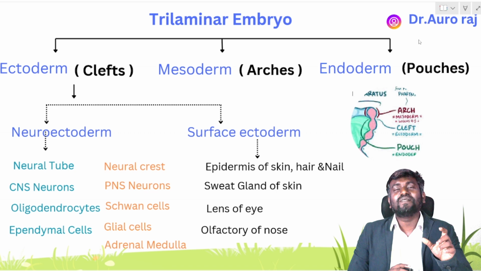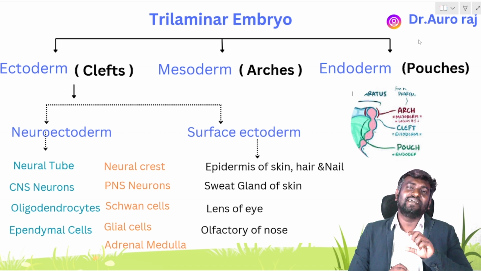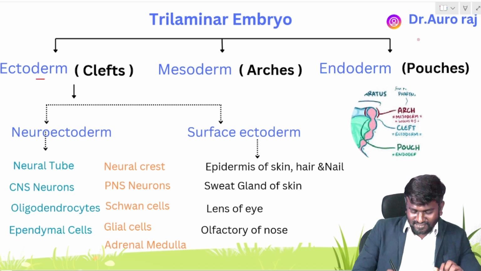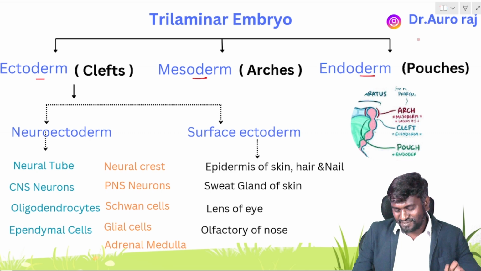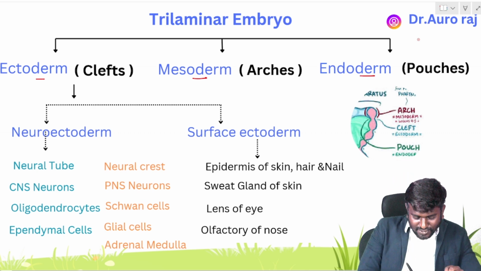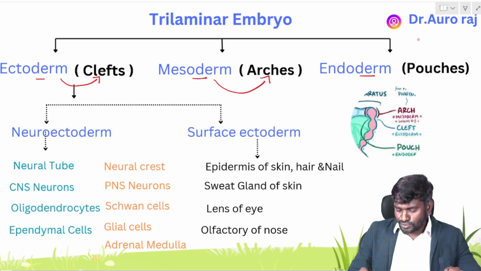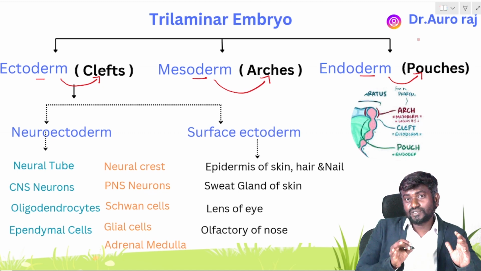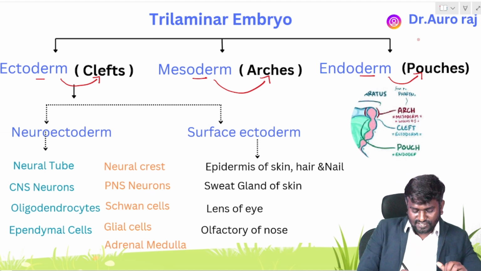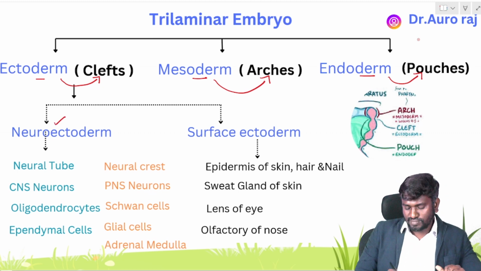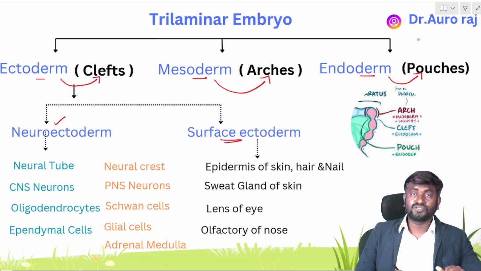Let's start from the basics. Trilaminar embryo gives rise to ectoderm, mesoderm and endoderm. Remember, ectoderm gives rise to the clefts, mesoderm gives rise to arches, endoderm gives rise to the pouches. Very important. Ectoderm is further classified into neuroectoderm and also surface ectoderm.